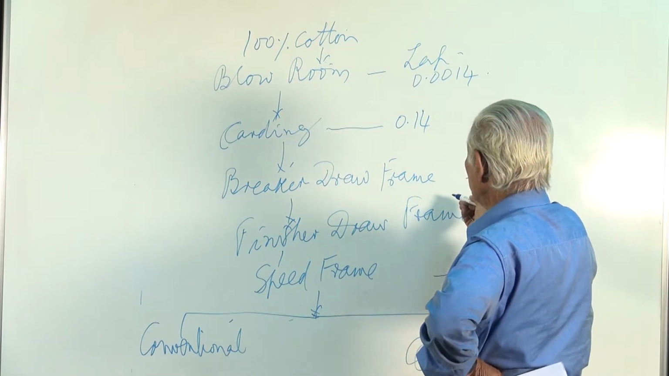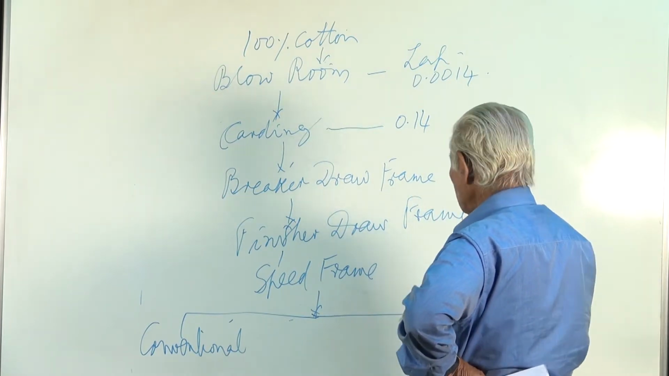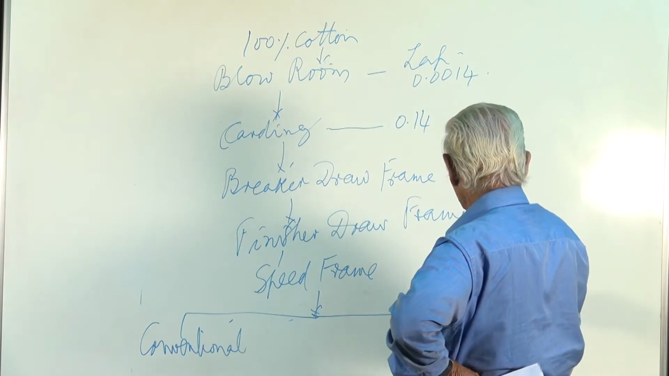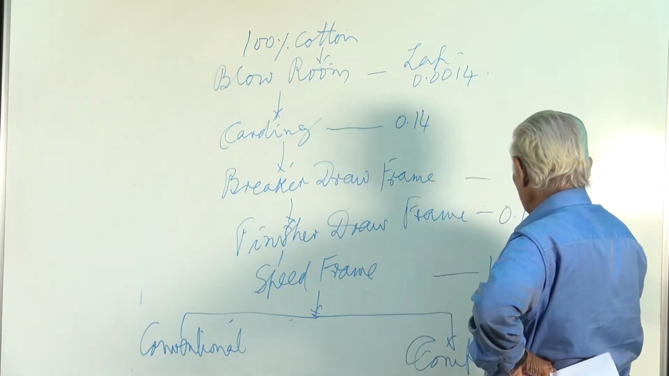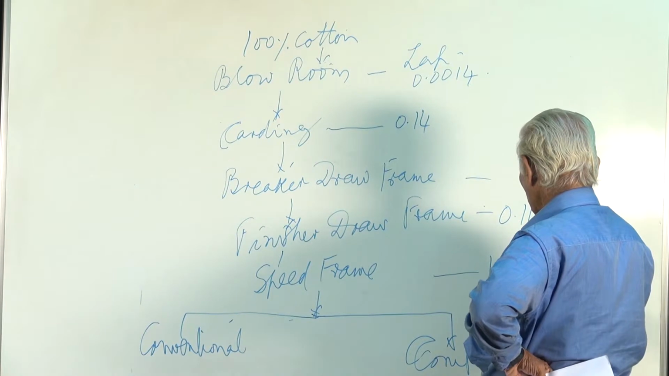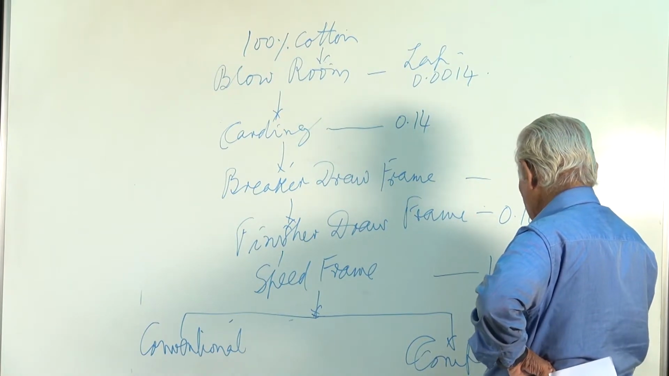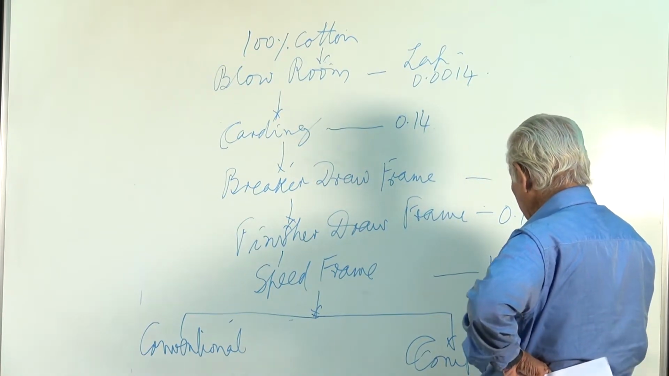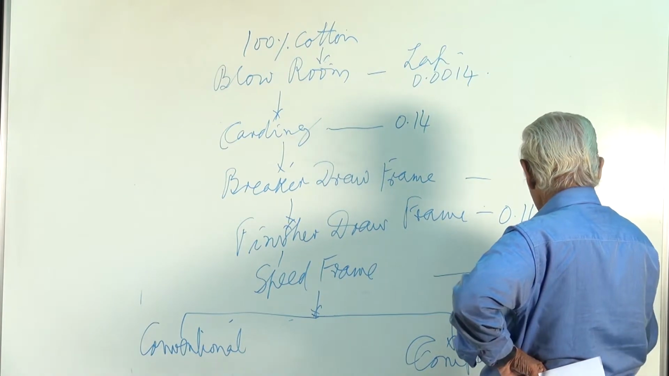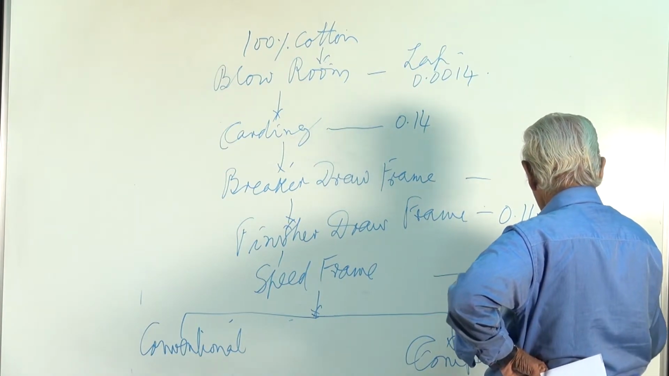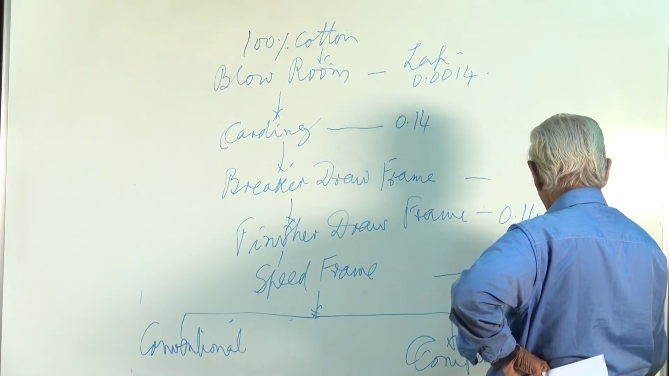Then the same hank is maintained in the drawframe, but in the speed frame you find that there is a tenfold draft, that means the material is thinned out. Then further thinning takes place in the ring frame to 30s, and twist is also given. The twist we represent by a twist factor, 3.4 of a twist factor.